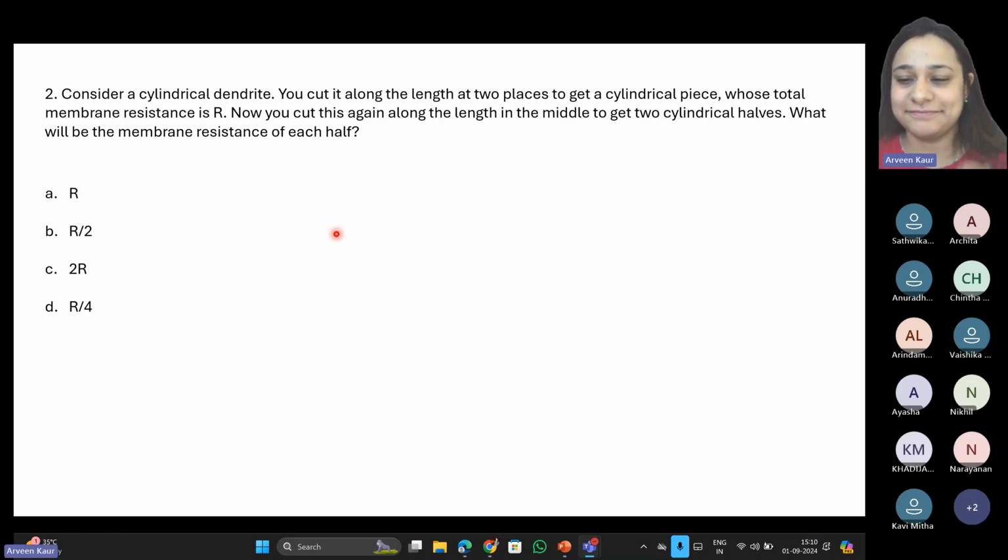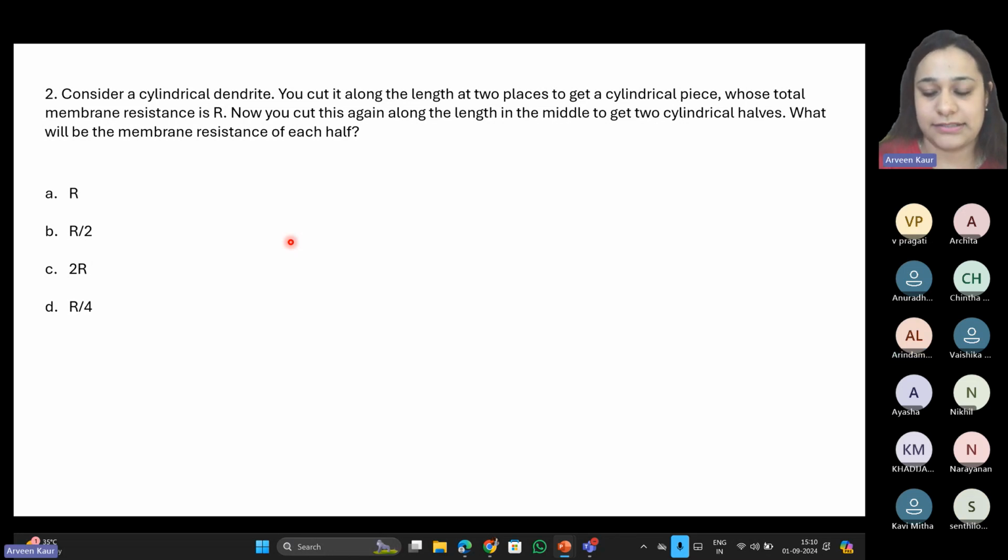Nobody's willing to even be wrong, right? It's okay, we'll discuss. I think the answer should be R only. Even if you cut it along the middle of the two cylinder halves, the resistance should remain the same. That's what I think. Okay. Anybody who wants to agree or disagree with that?